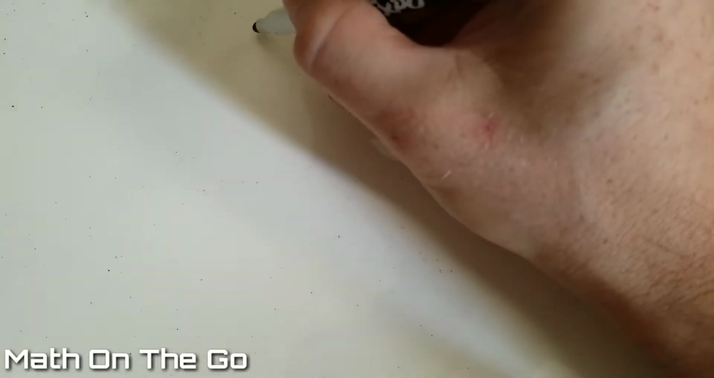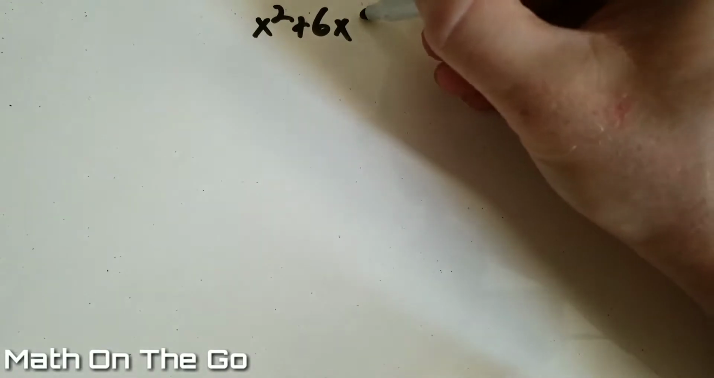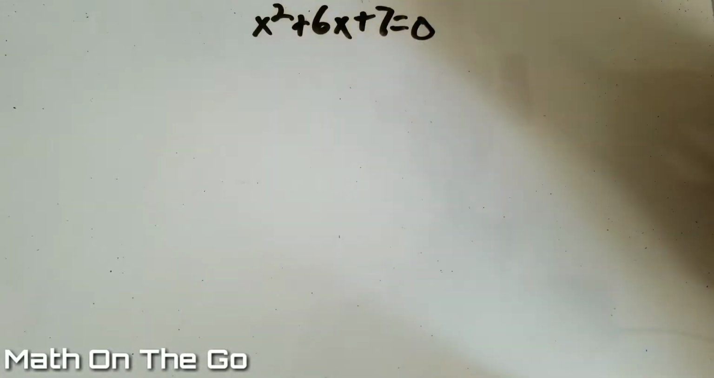In this video, we are going to work on completing the square. So if you can't factor a quadratic equation, then the next thing to try is completing the square. So let's get right to it. Let's say we have x squared plus 6x plus 7 equals 0.